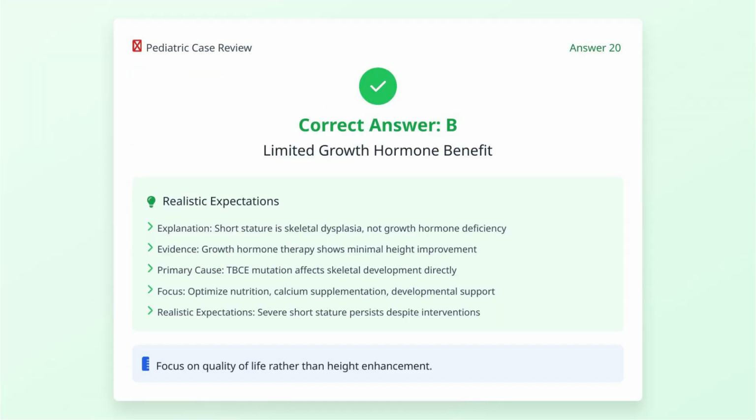The correct answer is B, not beneficial in Sanjad-Sakati syndrome. Short stature results from skeletal dysplasia, not growth hormone deficiency. Growth hormone therapy shows minimal height improvement because the TBC mutation directly affects skeletal development. Focus on optimizing nutrition, calcium supplementation, and developmental support. Severe short stature persists despite interventions.